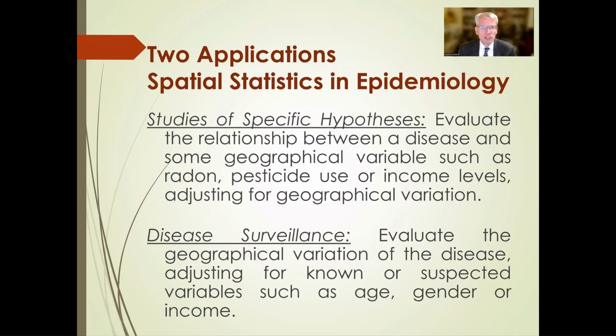In epidemiology, there are two ways we use spatial statistics. One is if we want to study a specific hypothesis. You want to evaluate the relationship between some disease and some geographical variable, like radon, for example. And that requires a certain type of methods where we then adjust for the geographical variation. In disease surveillance, it's sort of the other way around. We evaluate the geographical variation of the disease, but we might adjust for certain things like age or gender or income. And SaTScan only deals with the latter of these two, disease surveillance. So for the first type of problems, we shouldn't use spatial scan statistics or SaTScan software.